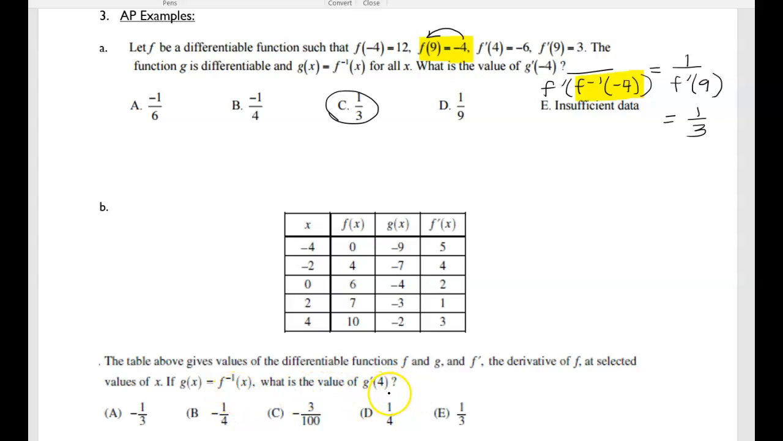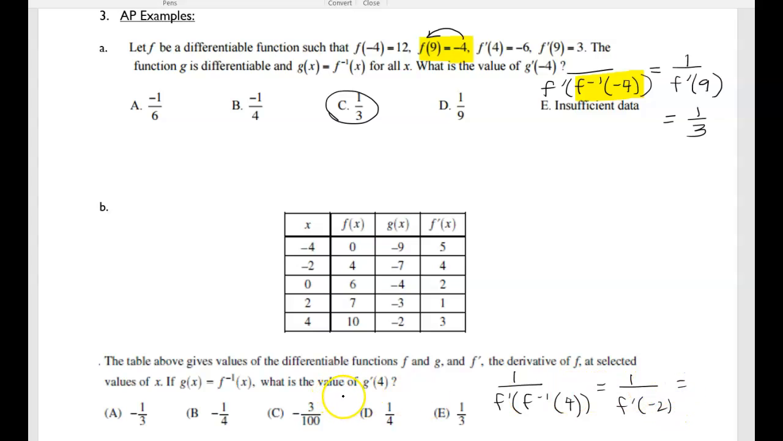So g prime of 4, again, same kind of formula as before. So this is 1 over f prime of f inverse of 4. So we're going to use the table to find f inverse of 4. F inverse of 4, I'm going to go to see f is 4 at negative 2. So this is 1 over f prime of negative 2.